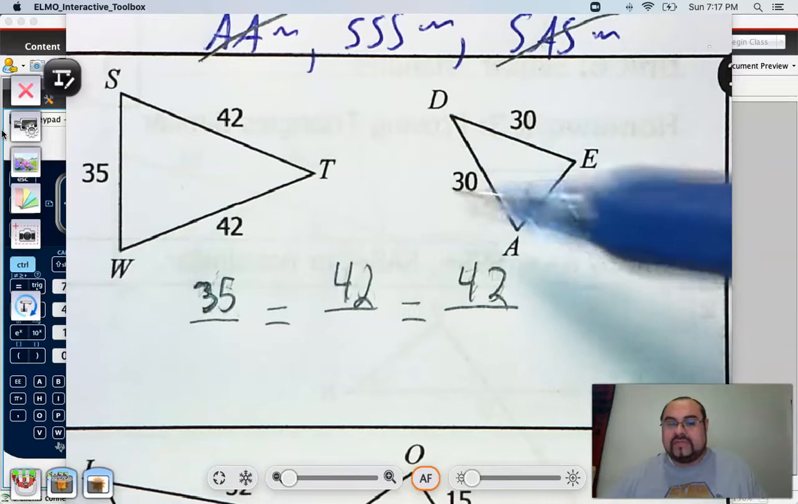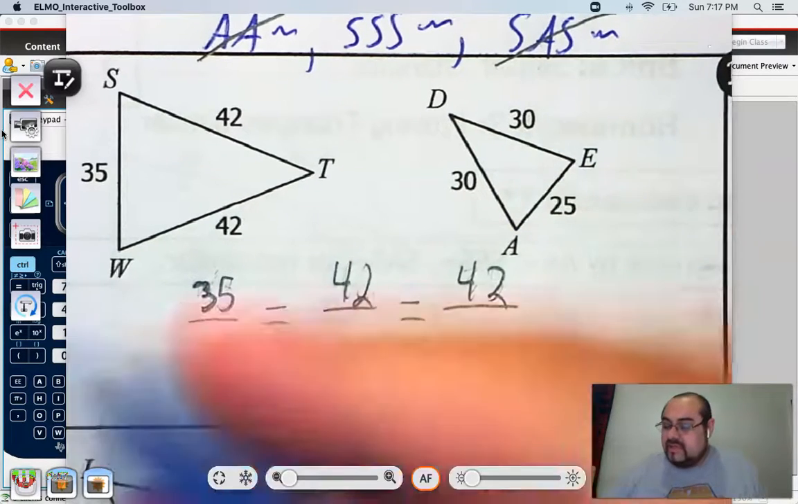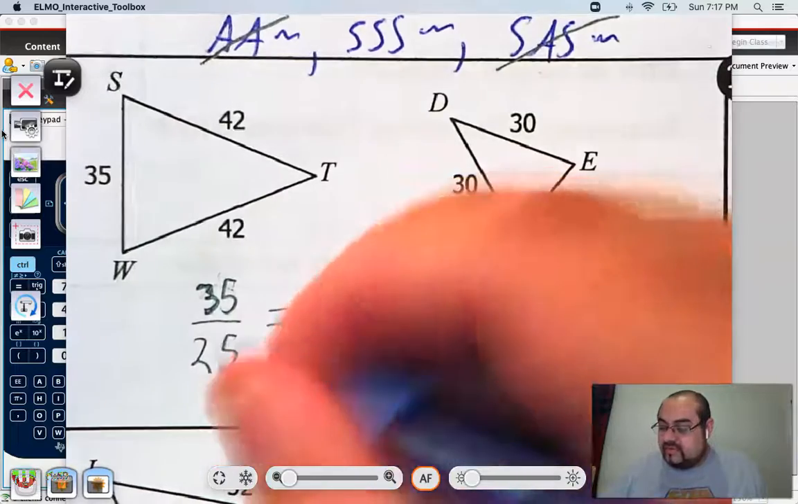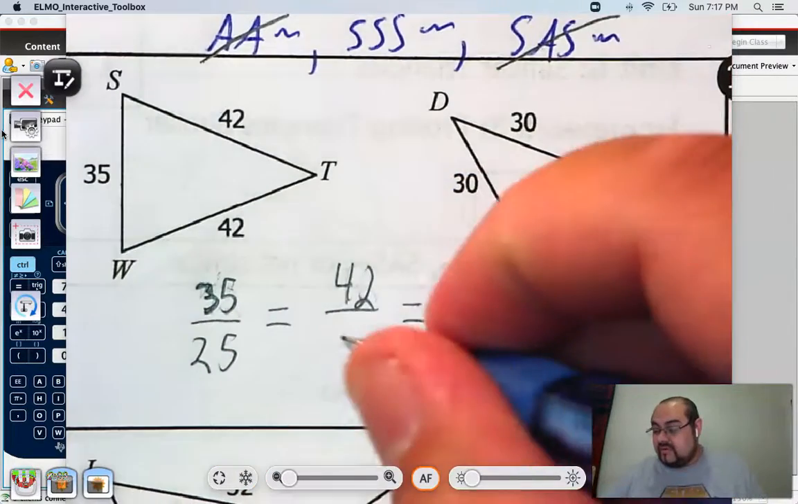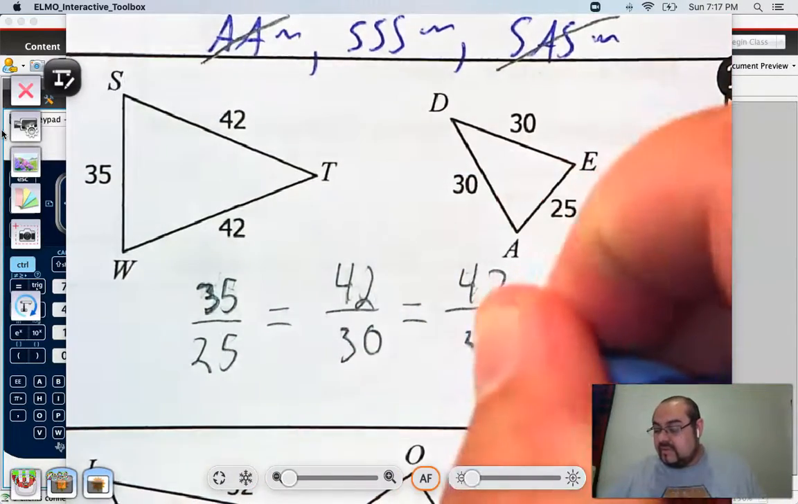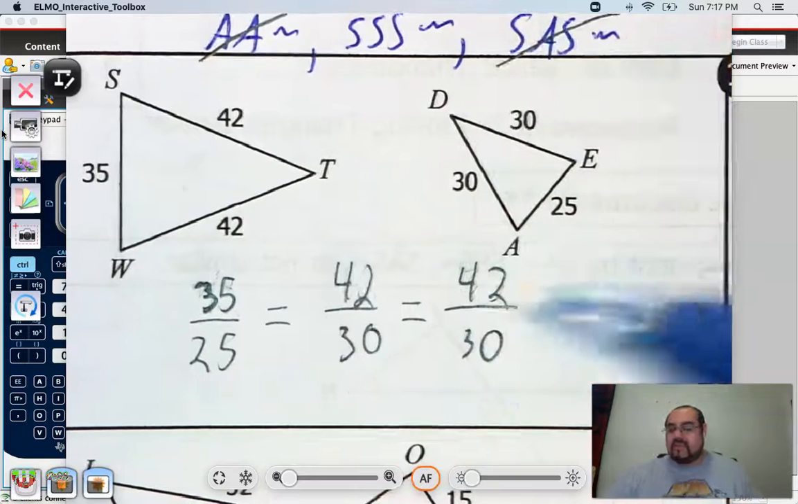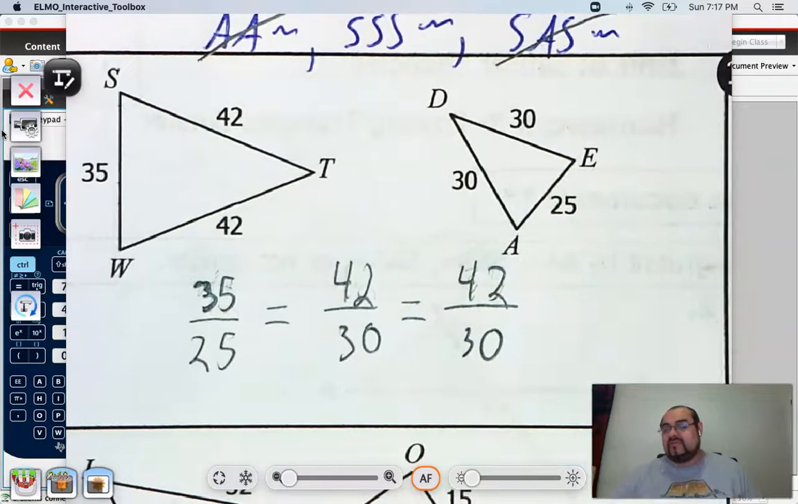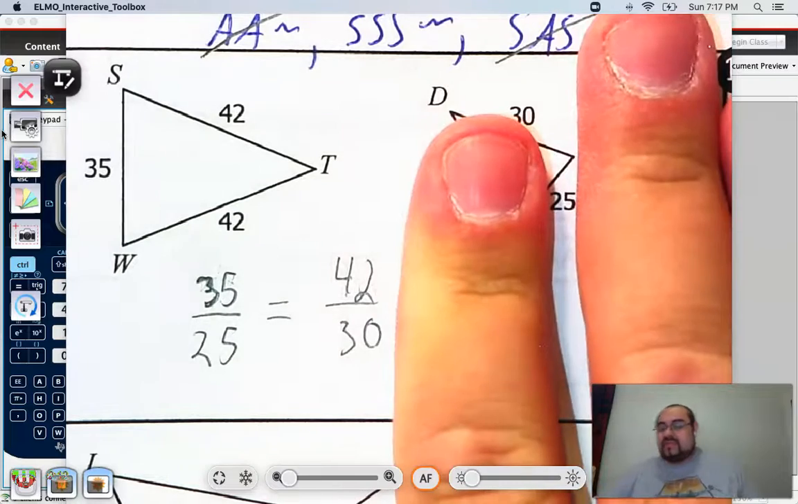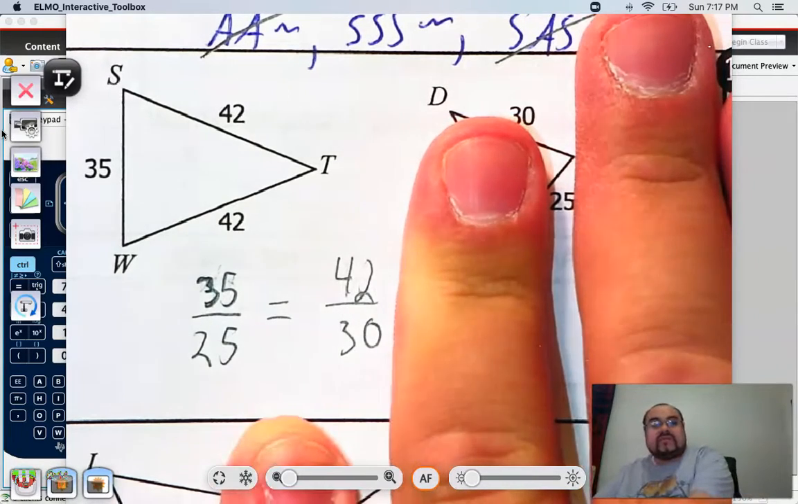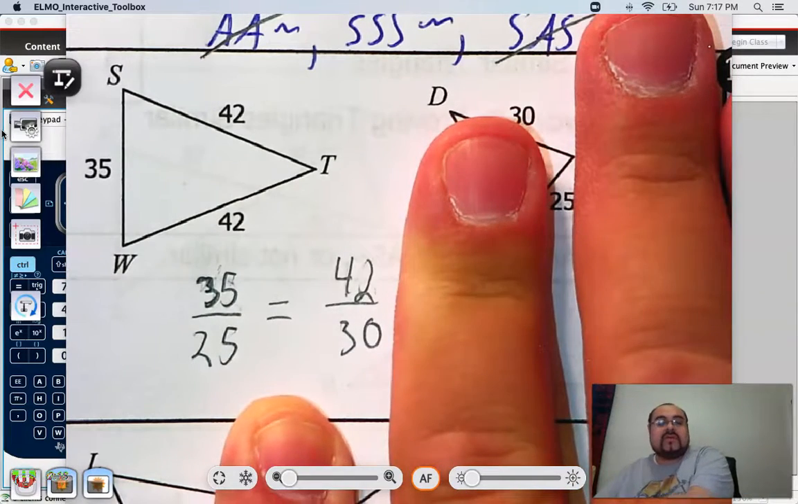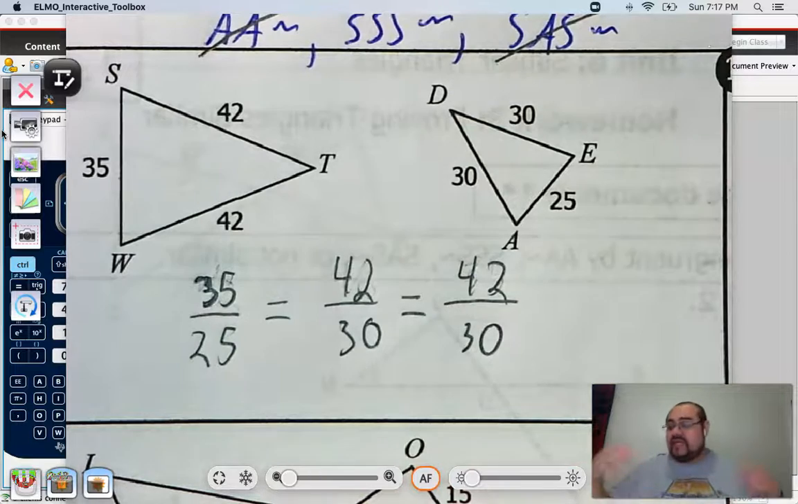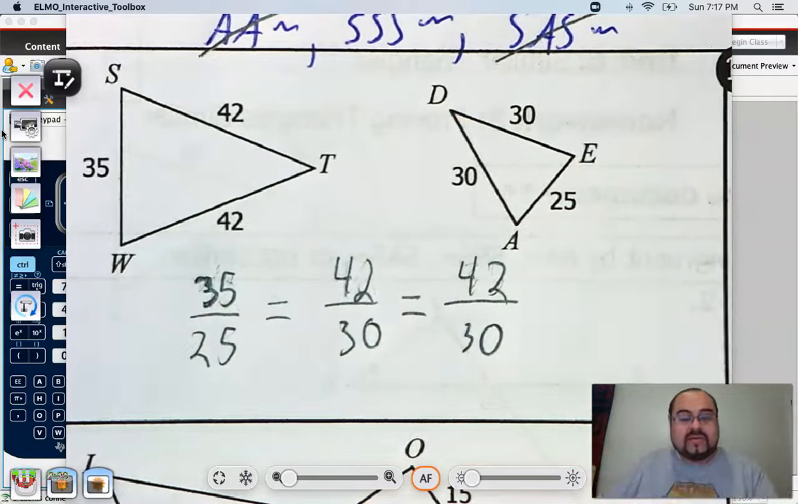Going to the smaller one, again, pick from least to greatest. The least value is going to be 25. That's going to go first. 25, and then we have 30, 30. Notice that 42 over 30 is automatically equal to 42 over 30. So we don't even have to test this last one. We're simply going to test these two fractions, to see if they're proportional to each other, if they're equal to each other. If you can't see it right off the bat, use the calculator.